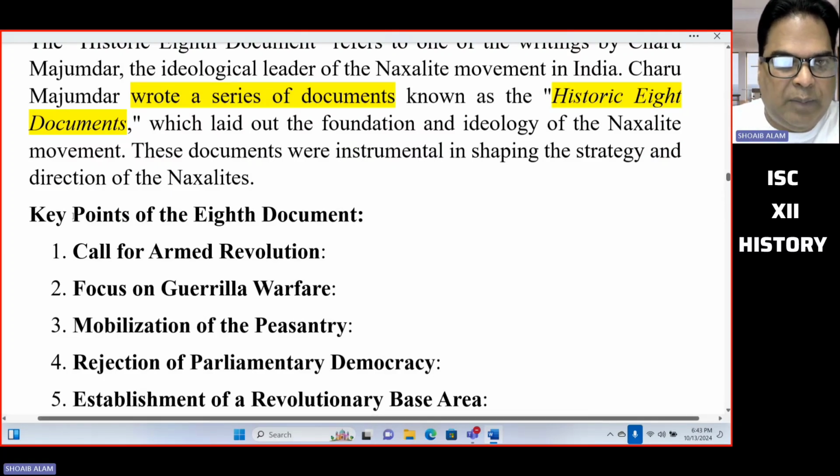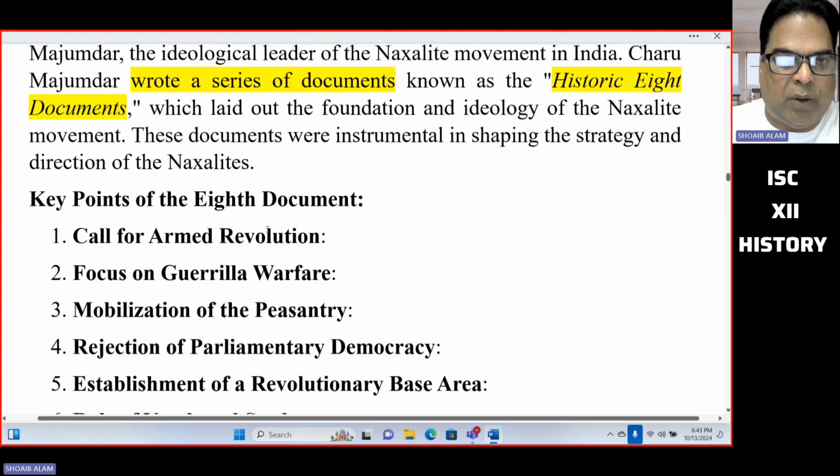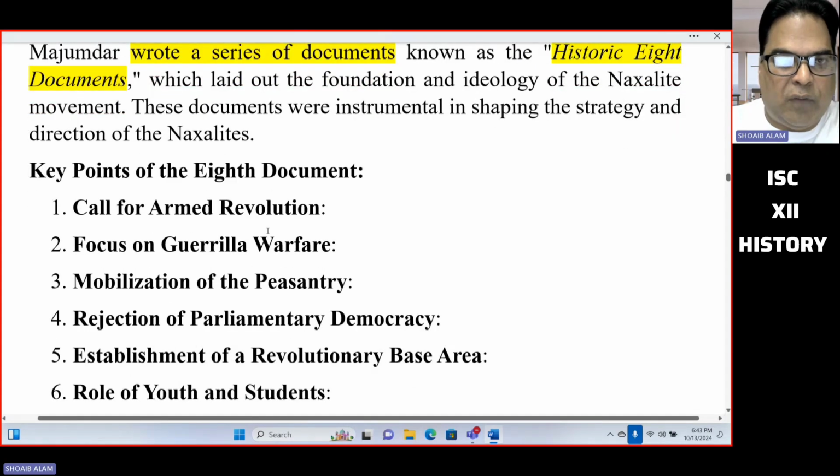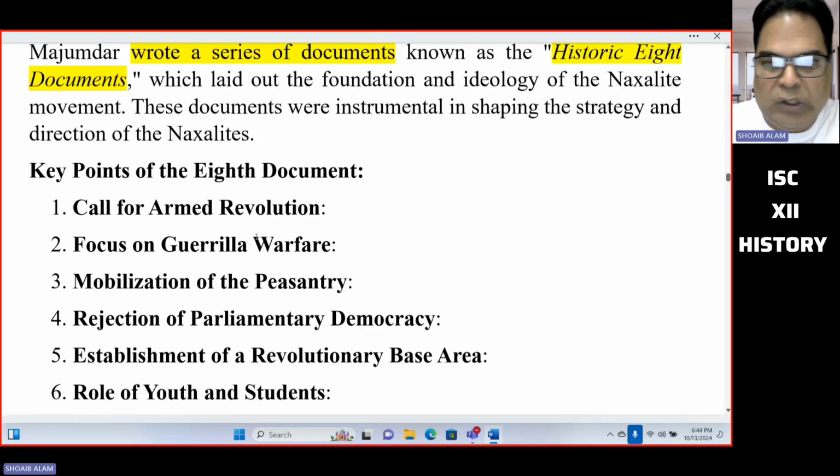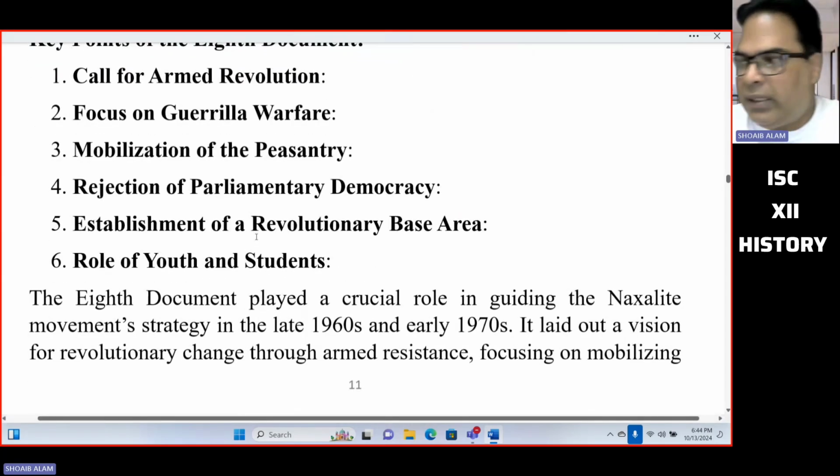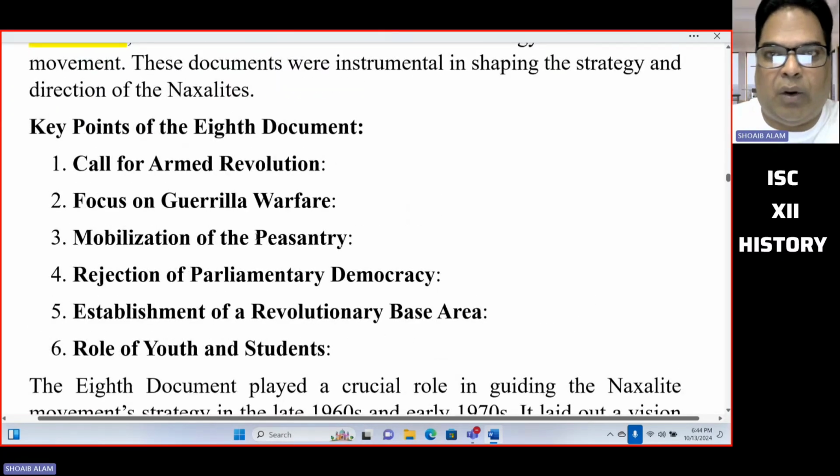The key points of the eight documents are: call for armed revolution, focus on guerrilla warfare, mobilization of the peasantry, rejection of parliamentary democracy, establishment of revolutionary base areas, and the role of youth and students. So these were all about the Historic Eight Documents.